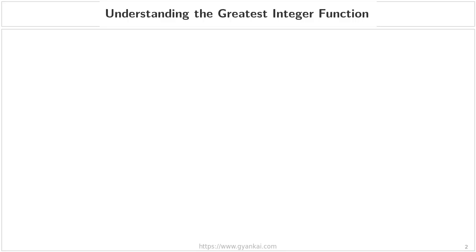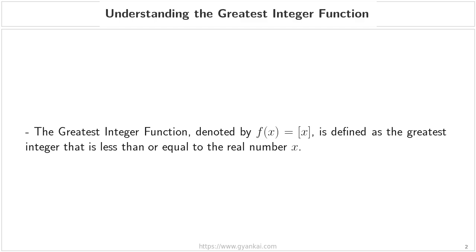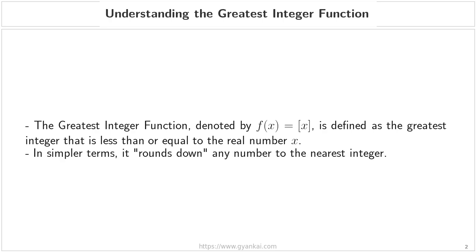Understanding the greatest integer function. Now that we have introduced the concept, let us dive into the formal definition of the greatest integer function. We denote this function as f of x equals x enclosed in square brackets. By definition, it represents the greatest integer that is less than or equal to the real number x. To put this in simpler terms, you can think of it as rounding down any given number to the nearest integer that does not exceed the original value.